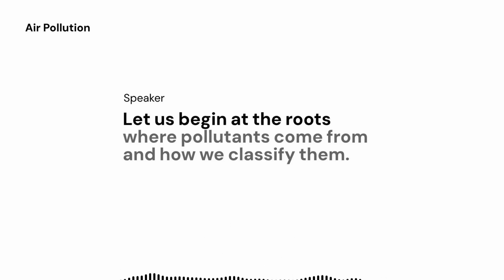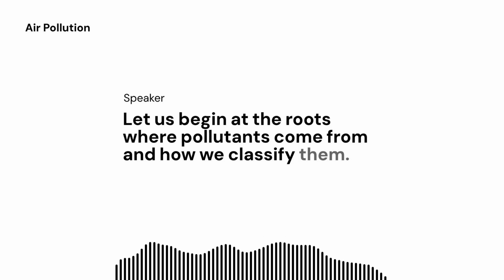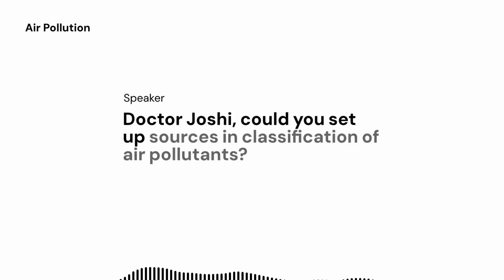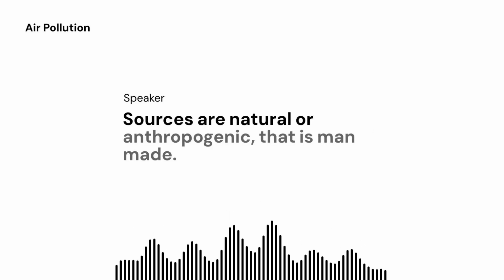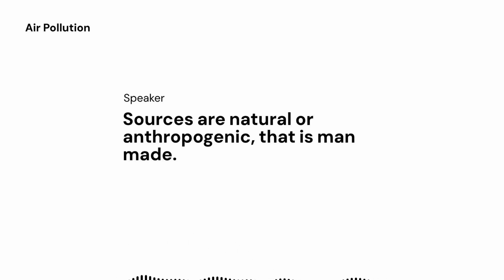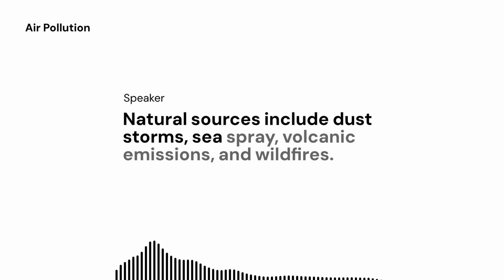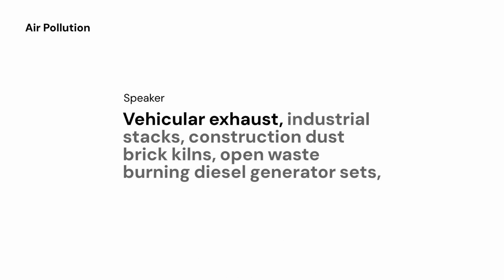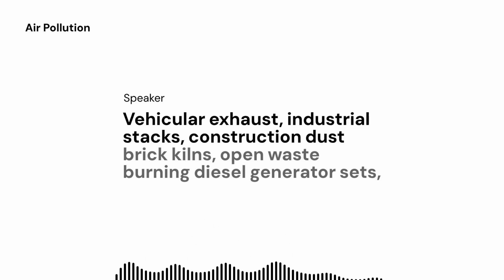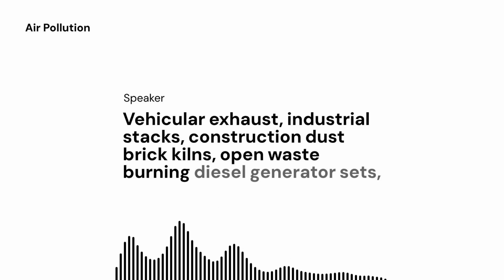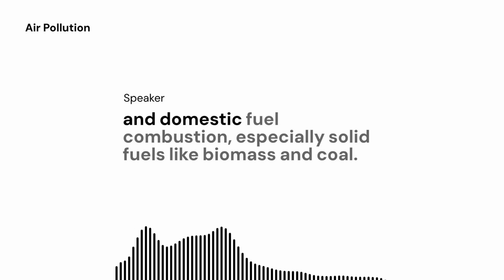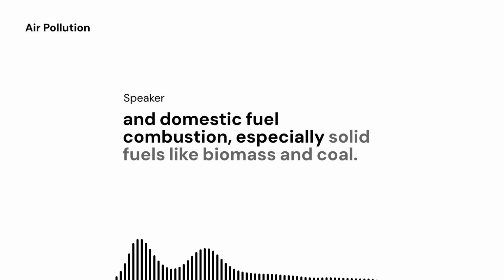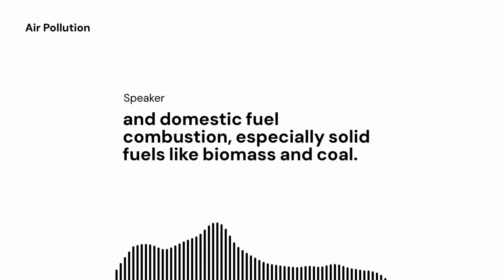Let us begin at the roots, where pollutants come from and how we classify them. Dr. Joshi, could you set up sources and classification of air pollutants? Sure. Sources are natural or anthropogenic, that is, man-made. Natural sources include dust storms, sea spray, volcanic emissions, and wildfires. Anthropogenic sources dominate urban air: vehicular exhaust, industrial stacks, construction dust, brick kilns, open waste burning, diesel generator sets, and domestic fuel combustion, especially solid fuels like biomass and coal.